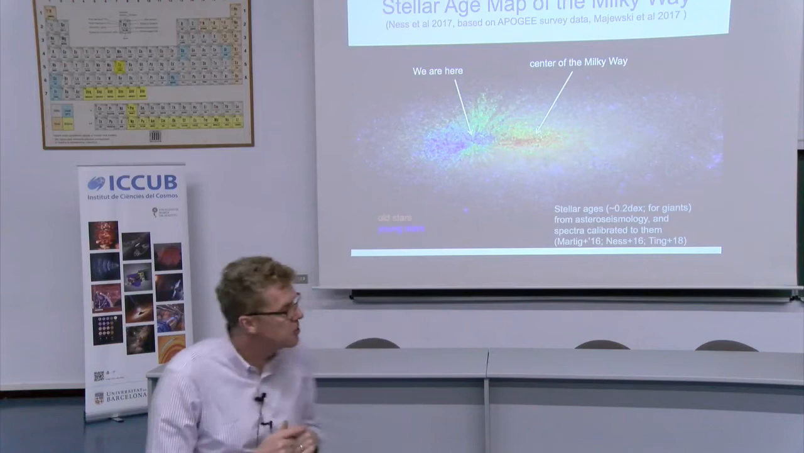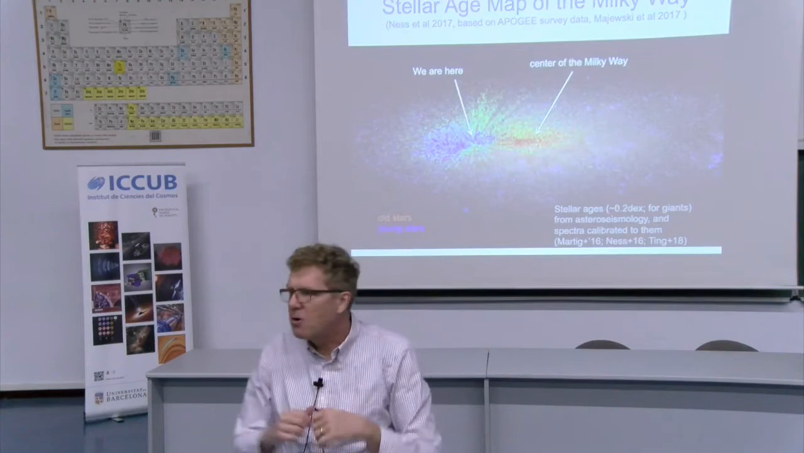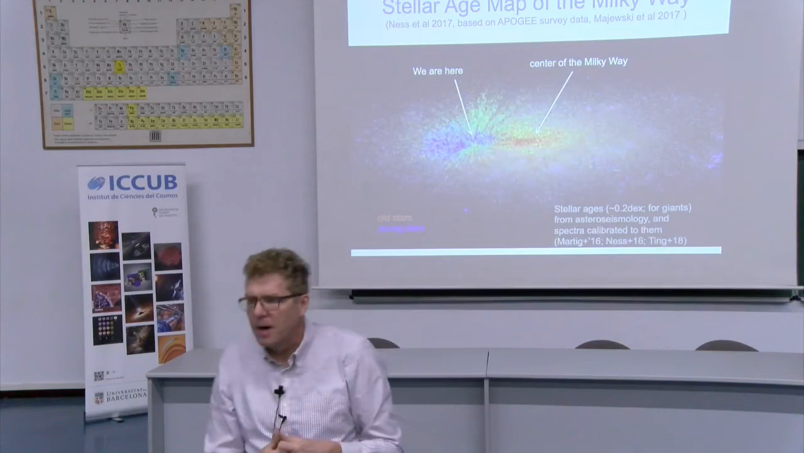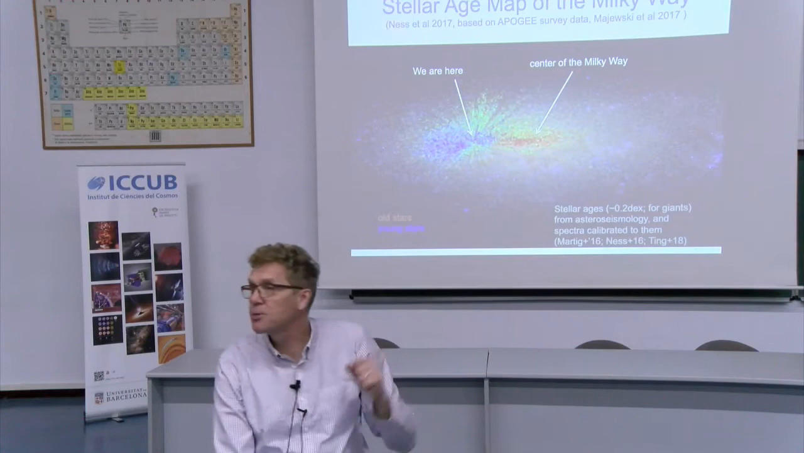So what all of this, this detour through stellar spectroscopy, has done is say: okay, I know how to get consistent abundances among different surveys, how to get them even from very low resolution spectra, but most importantly, how to get ages. And you can make an age map like this. Red is old, blue is young. Unsurprisingly, older stars in the middle, younger stars at the outside.